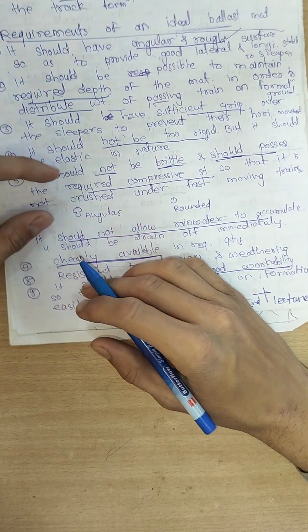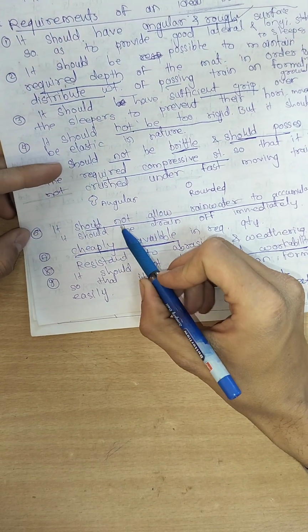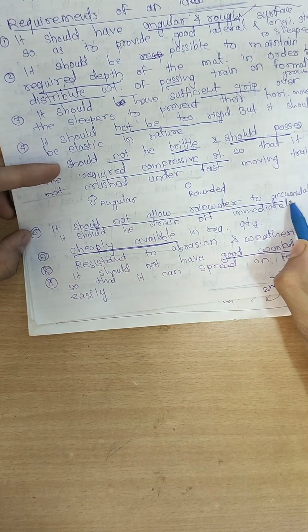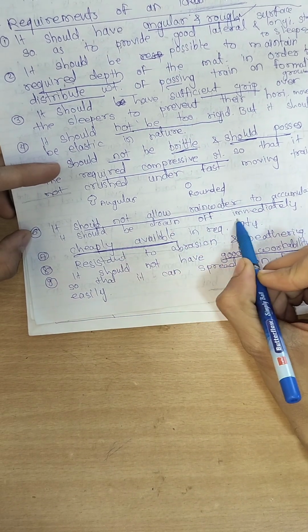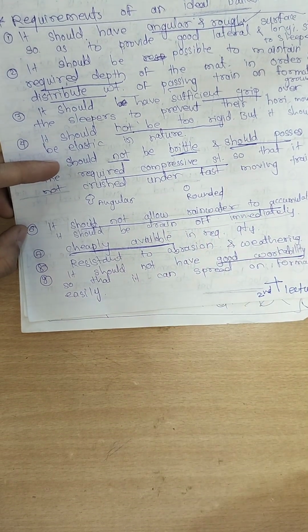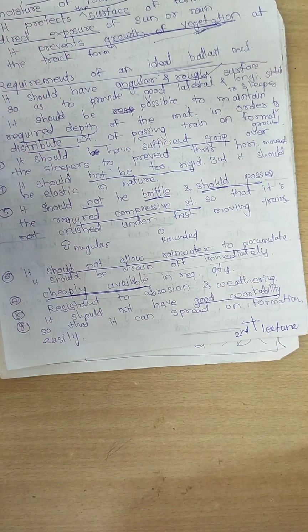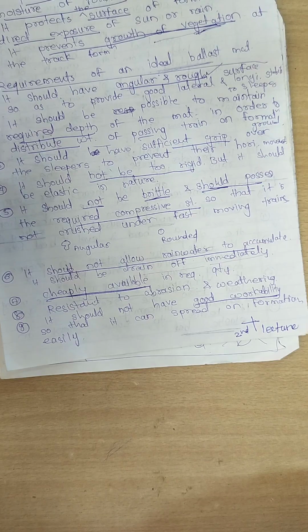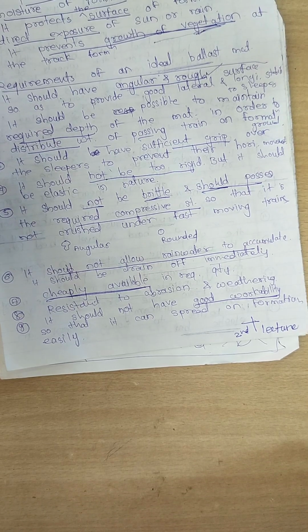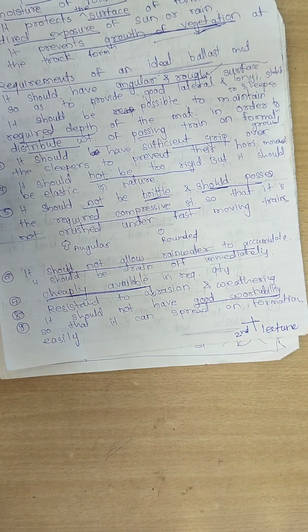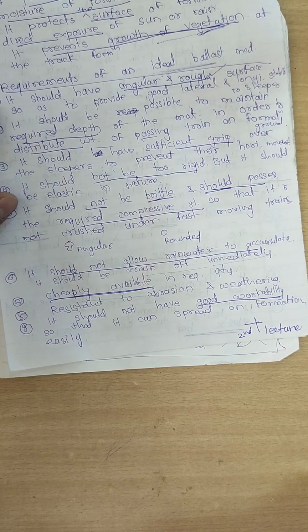Next ideal requirement is it should not allow rainwater to accumulate, it should be drained off immediately. It's a very common point that it should not allow rainwater to accumulate. As a stone, ballast should not accumulate water in it, whereas it should dispose of the water as soon as possible.